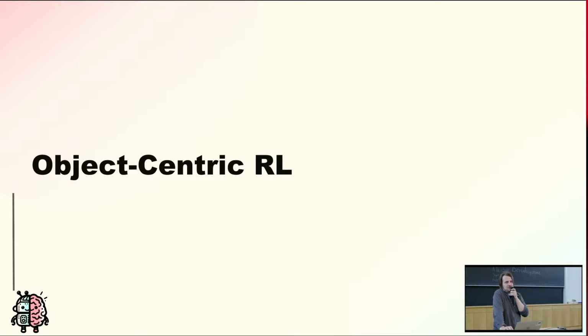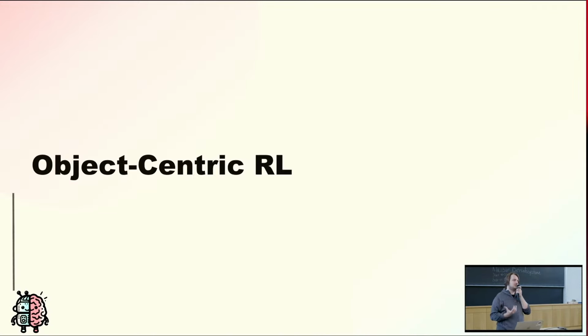Which brings me to the question of how we can solve this problem. Because, okay, we have now identified the problem here, and we have talked about it, but how can we make agents do better? And that's one question I tried to answer in my research, which is object-centric reinforcement learning.